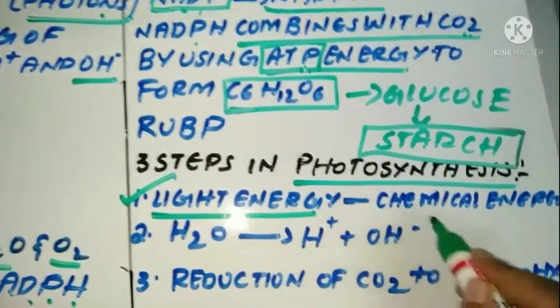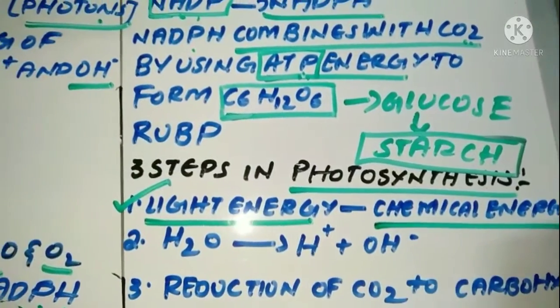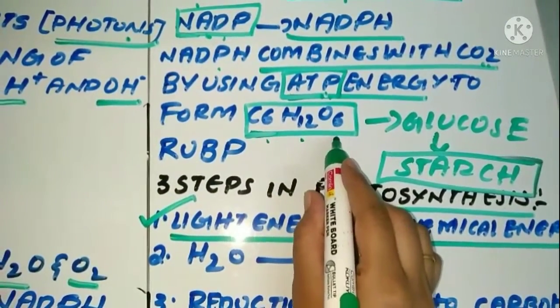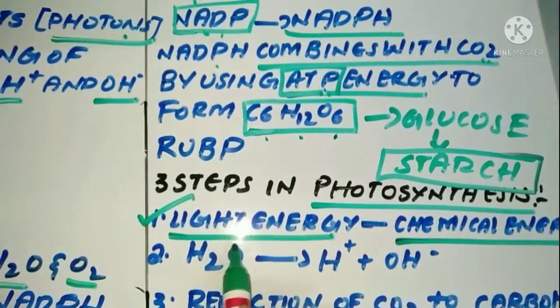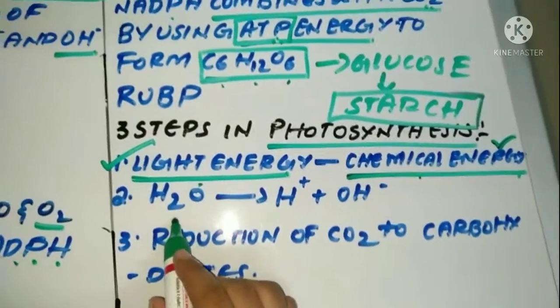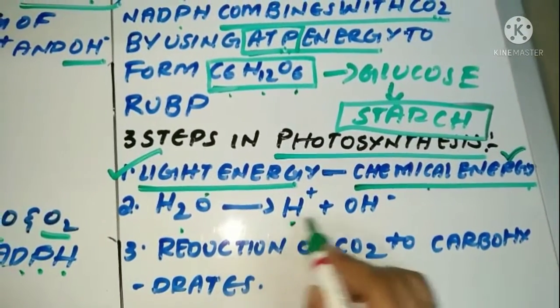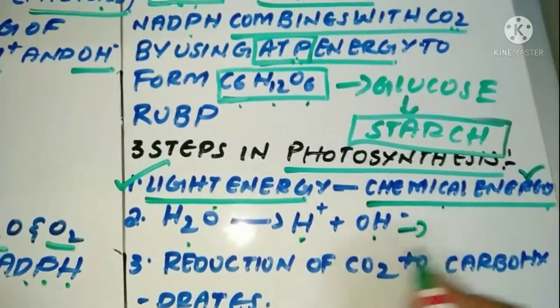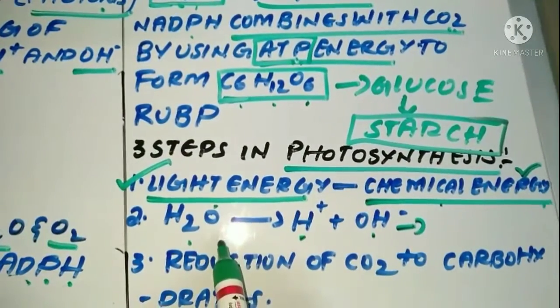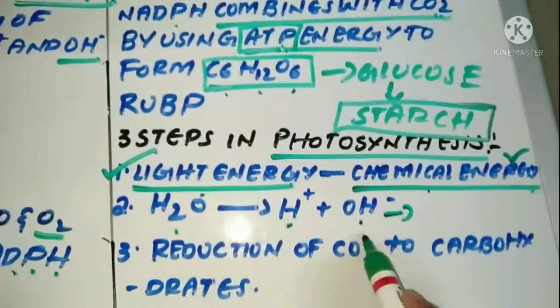Light energy is converted into chemical energy. Chemical energy is starch, that is C6H12O6. This is chemical energy. So light energy is converted into chemical energy. Next, H2O is converted into H plus and OH minus. Splitting of water takes place. As I told before, in light reaction, H2O splits into H plus and OH minus.